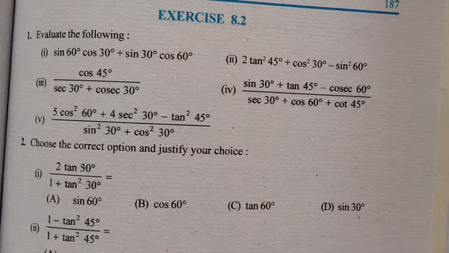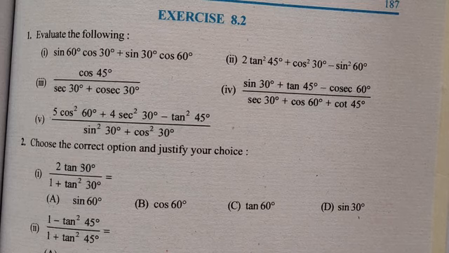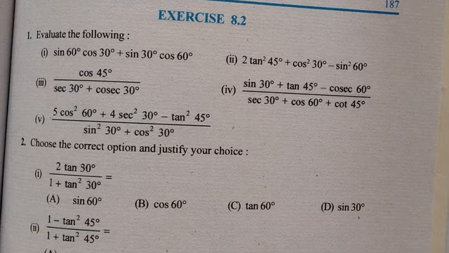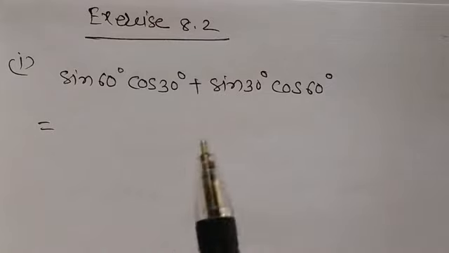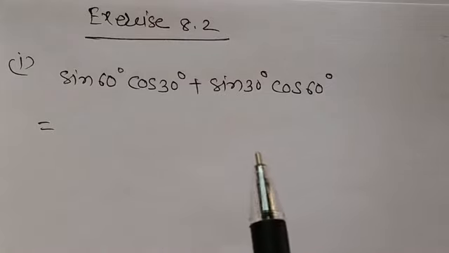Using this table, we can solve exercise 8.2. Very simple exercise. You just have to know all the table and all the values and just put in the values. This is a very simple exercise. Let me do exercise 8.2. Here the first example is sin 60 cos 30 plus sin 30 cos 60.